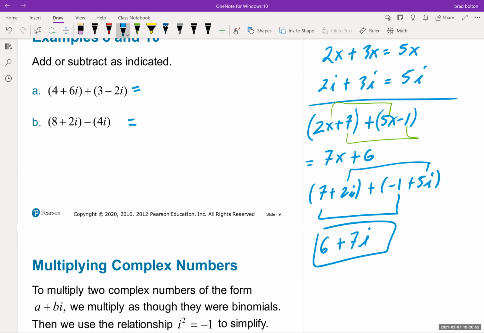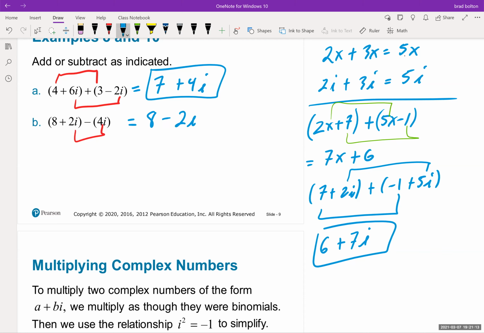Okay, so hopefully you unpaused the video and you took the real portion with the real portion and the imaginary portion with the imaginary portion. So we should have ended up with 7 plus 4i. And again, it's in standard form. Let's do the same thing with this one. There is the imaginary with the imaginary. So we have 8 minus 2i. And once again, there's our complex number.